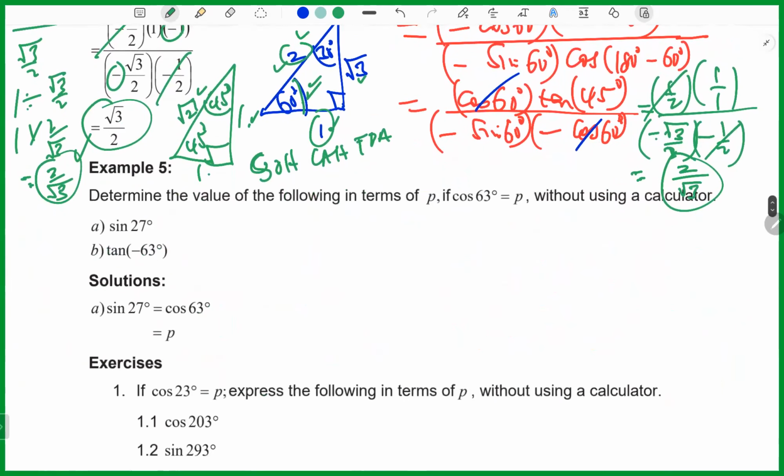Some practice example here where we need to be able to determine the following. Determine the value of the following in terms of P. For instance, we need to determine the cosine of these. What is the cosine of these?